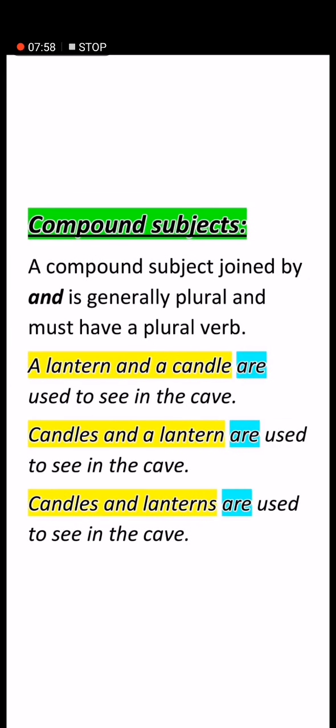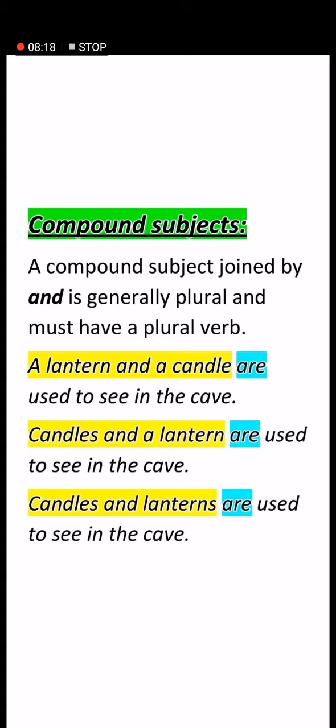Now let's see what we do if we have a compound subject. A compound subject joined by and is generally plural and must have a plural verb. So if we have a compound subject which is joined by and, we use a plural verb.